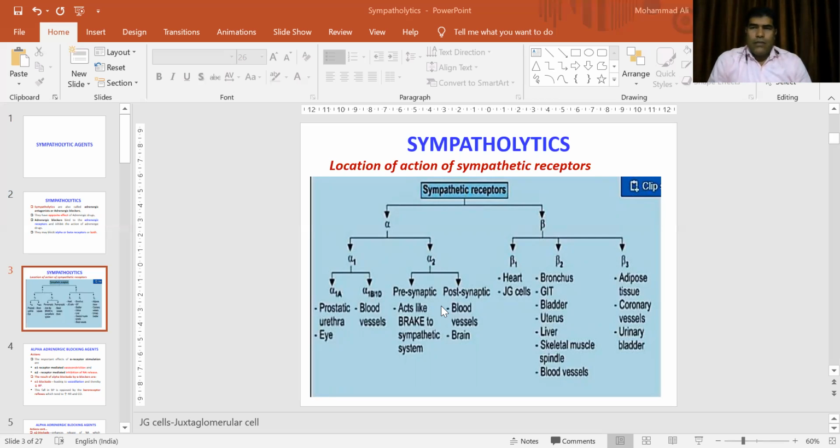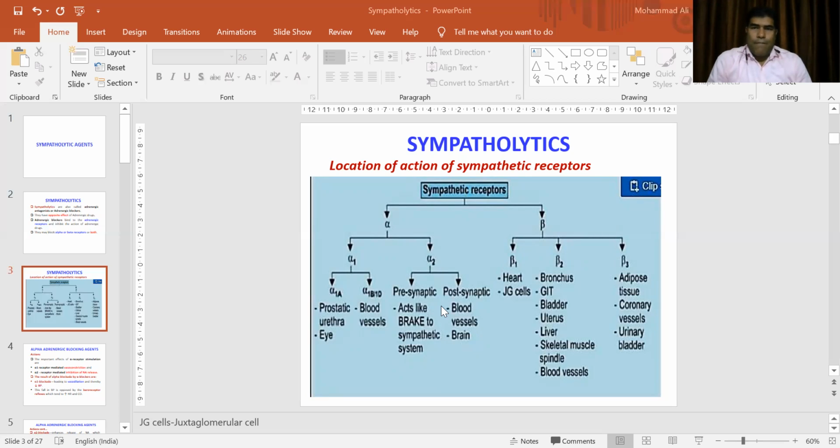Now coming to the beta receptors. Beta receptor is again subcategorized into three, such as beta 1, beta 2, and beta 3. Beta 1 receptor is present in the heart as well as in JG cells. JG cells, that means juxtaglomerular cells, are present in the kidney.